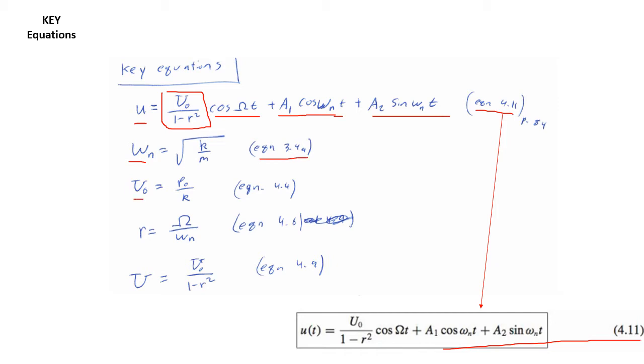Our u naught is equal to p naught over k, which comes from equation 4.4 in our text. And our r is equal to our omega over our omega sub n, which is equation 4.6 in our text, and u is equal to u naught over 1 minus r squared, which is equation 4.9 in our text. So these are all general equations, referencing back to where we can pull them from our textbook as well.